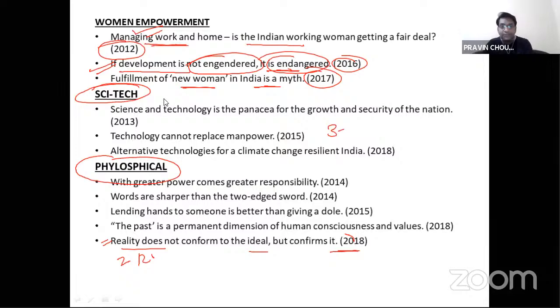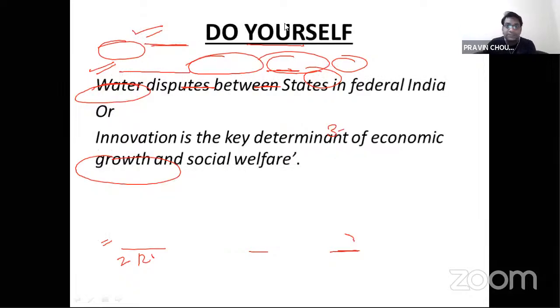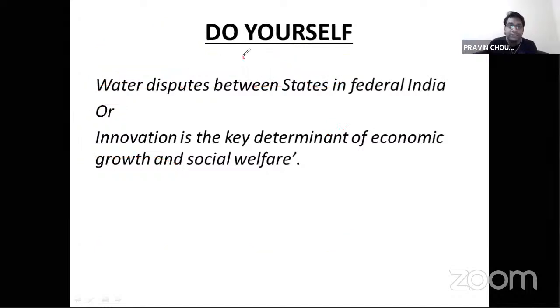These are some topics which I suggested here, with a suggested approach and structure for the essay. And if you are watching right now and want to write on these topics, you can select a topic and write a good essay in your own words. Water disputes between states in federal India is one topic, or innovation is the key determinant of economic growth and social welfare. So you can choose an essay like this from past year question papers and try to write.